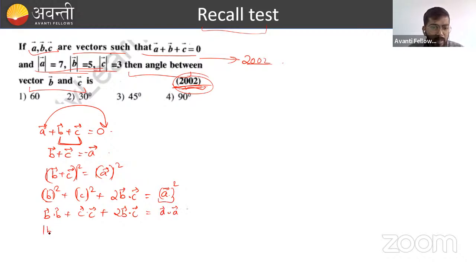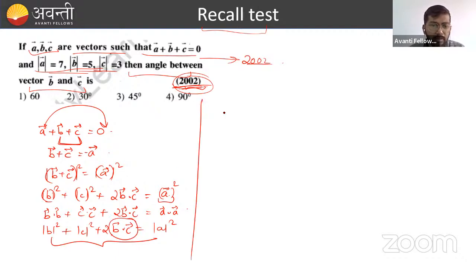Now we have mod of B square plus mod of C square plus 2 times B bar dot C bar equals mod of A square, right? So we got the equation in which we can find the angle between B and C. Mod of B square is given to us as 5 square, plus mod of C square is 3 square, plus 2 times B dot C, which is mod of B mod of C into cos theta, where theta is the angle between B bar and C bar, equals mod of A square, which was given to us as 7 square.